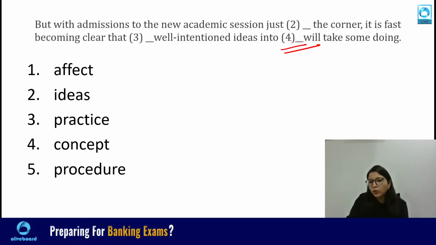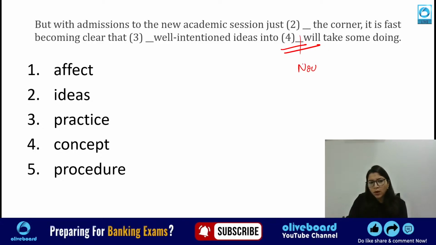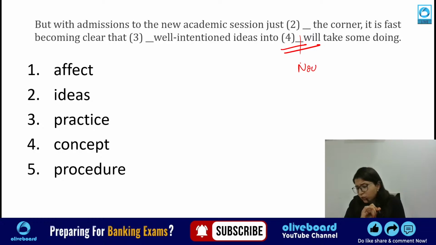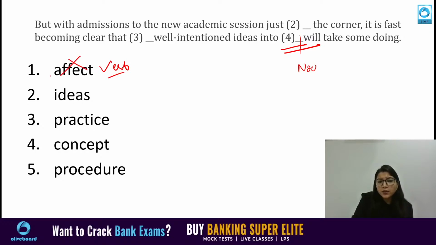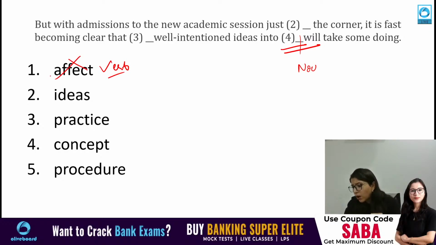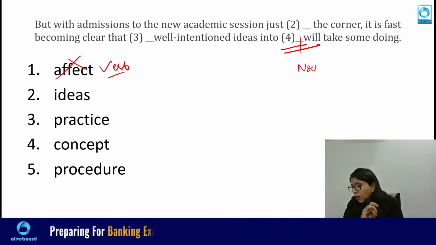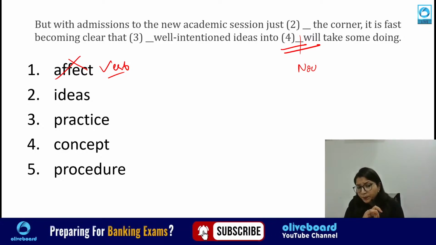Now see, here we need a noun. How can it be one? Affect कैसे हो सकता, guys? Viva, how can it be affect, Viva and Sachin? Affect is a verb. Simply saying this, we can eliminate it. How can it be affect, Rajiv? Into affect will take some doing. How can it be? Yes.